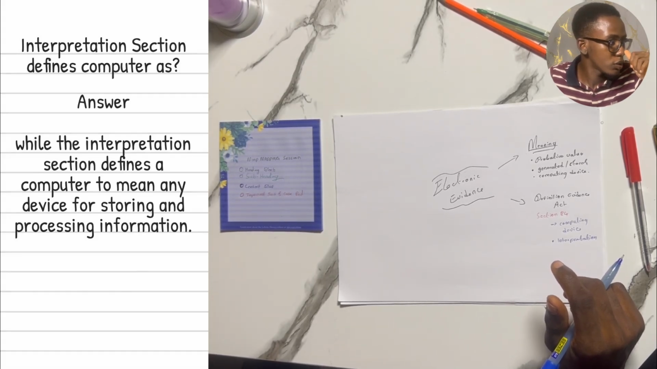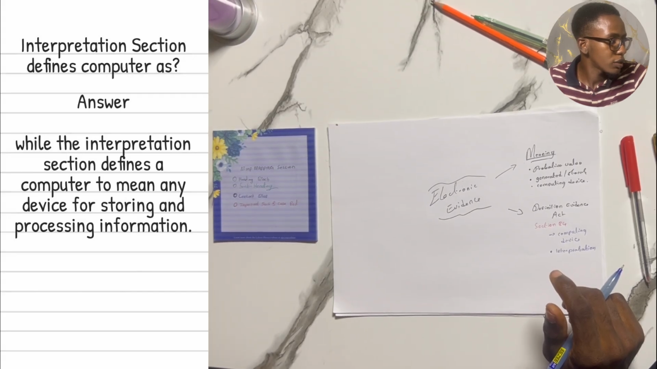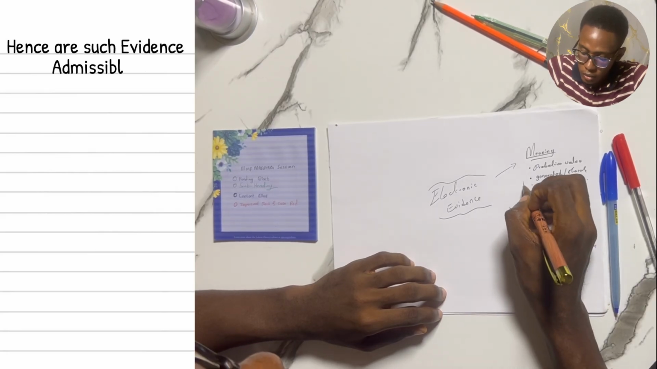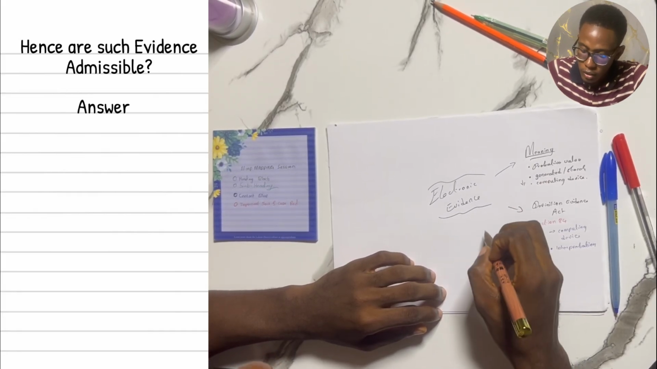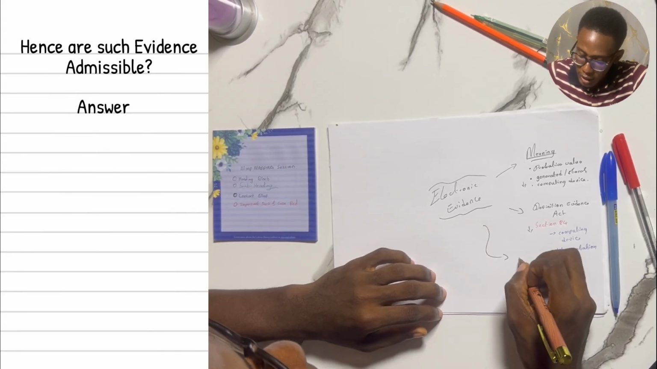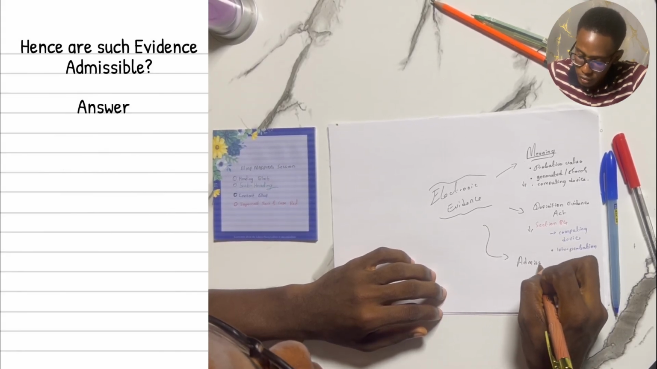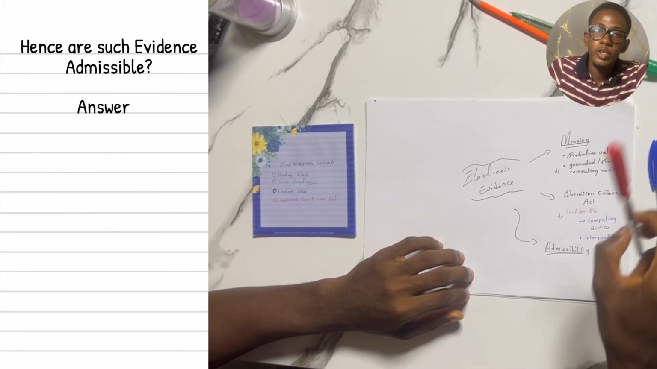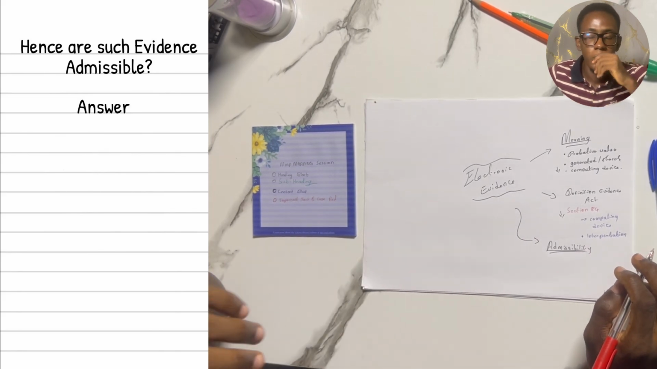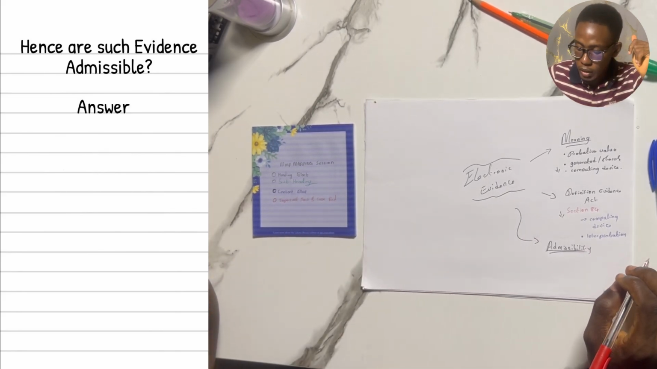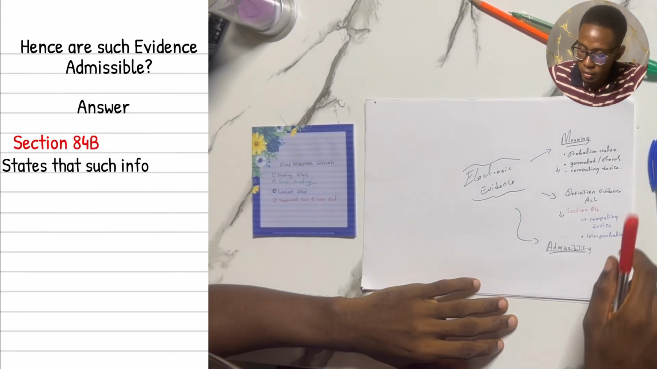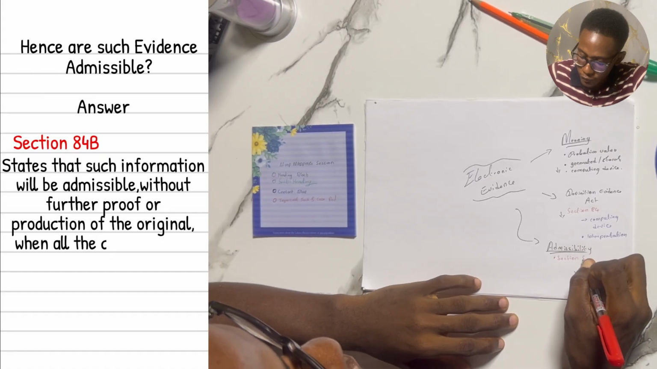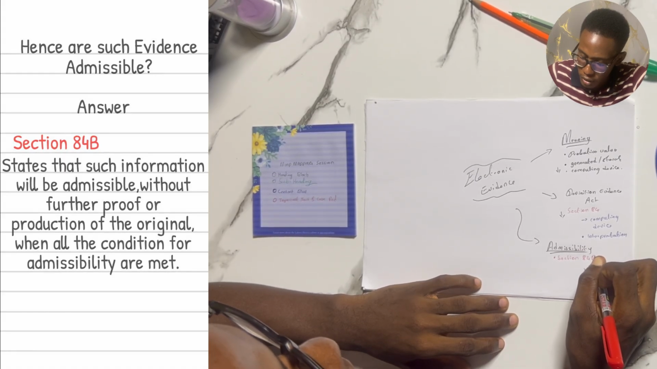Next one is admissibility now. Hence, is such information admissible? That would be in accordance with section 84 sub B, I think. Yeah, sub B.